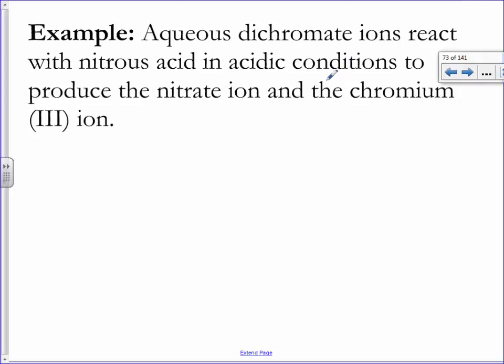Okay. So first step basically here is that we need to start writing out a skeleton sort of equation of what's occurring here. It says that aqueous dichromate ions react. So I'm going to start by writing out what a dichromate is. Do you remember what dichromate was? Yeah, so start with a Cr2O7.